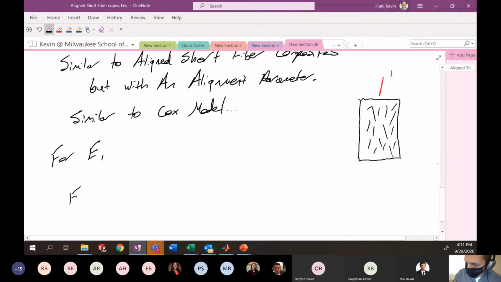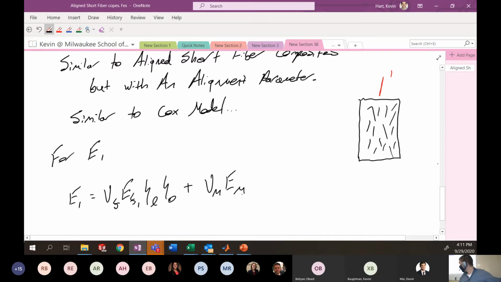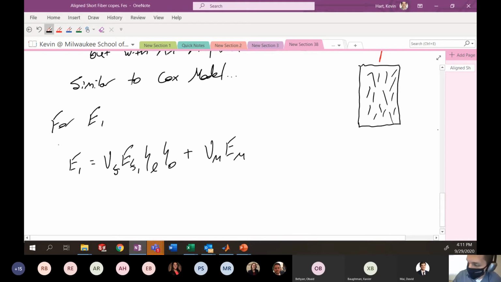We'll say that E1 is going to look a lot like the Cox model. So Vf, modulus of the fiber in the one direction, shear lag parameter a to L, the same shear lag parameter as before. But now we have an additional correction factor, an alignment factor, eta sub 0. And we're adding to this now the volume fraction of the matrix, modulus of the matrix. So here's the model for partially aligned short fiber composites.